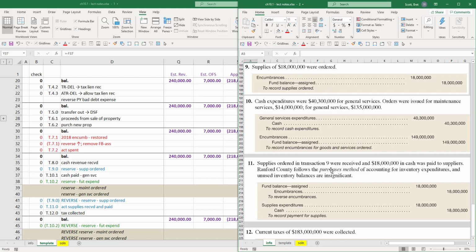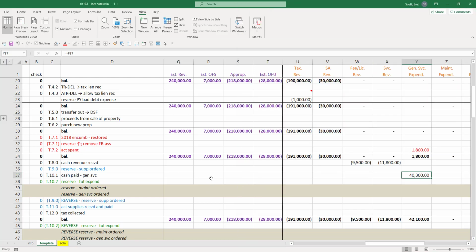So we're using the purchases method of accounting, and that means any unused inventory balances are insignificant. We're not going to worry about them. We're just going to fully expend everything. We're not going to set aside things as an asset. So let's go down to this row.